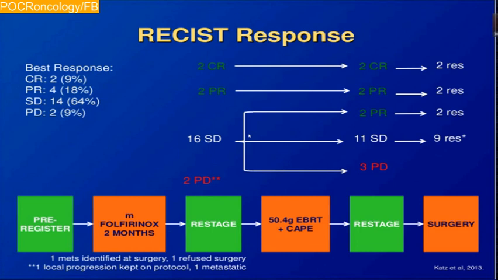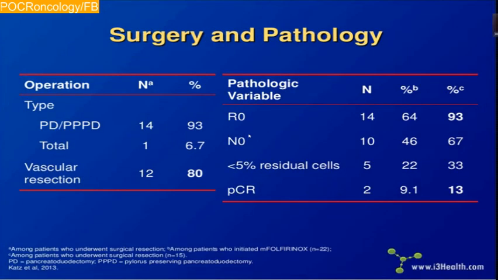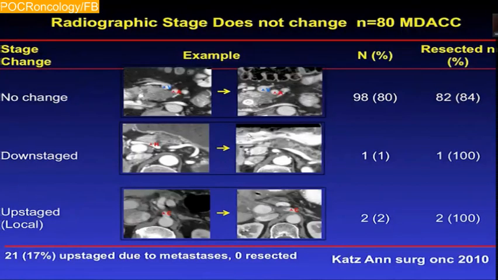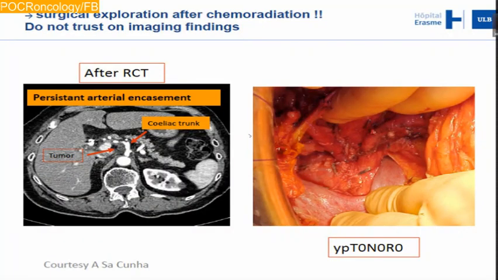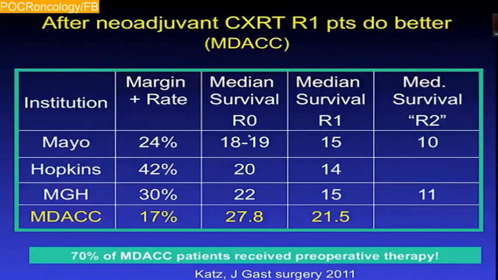So again, you're not looking for a radiological response to take the patient to the operating room. And again, this is the MD Anderson data. Only a few of these patients had response on CT scan, 84% had no response. And this is an example of a case that we still have encasement of the hepatic artery right there. But when you took the patient to surgery after neoadjuvant chemo radiation, it was T0, N0, R0.